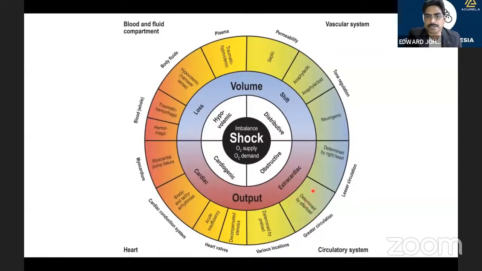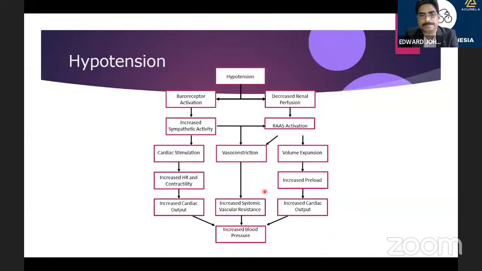Coming to extracardiac or obstructive shock, there is an obstruction to the flow of the circulation. It may be the greater circulation or the lesser circulation. Pulmonary embolism is concerned with the lesser circulation, or it may be pericardial effusion or tension pneumothorax. Obstruction of blood flow to the lesser or greater circulation is extracardiac, otherwise called obstructive shock.